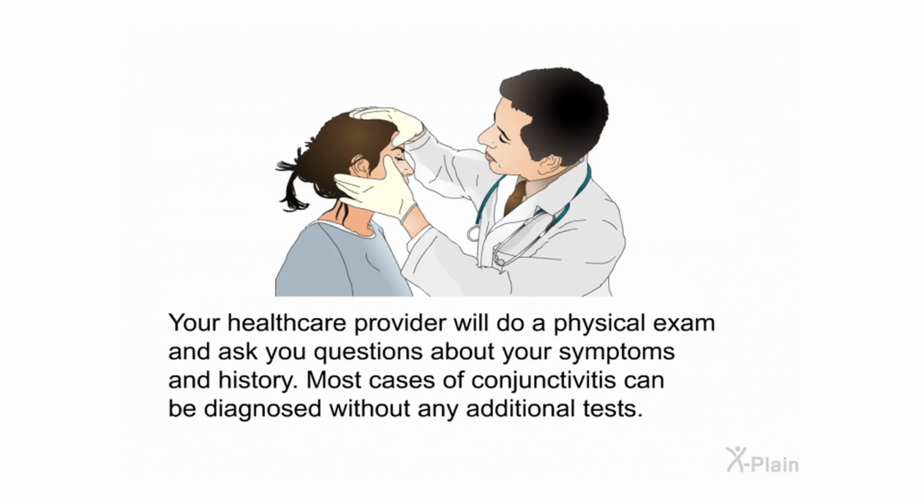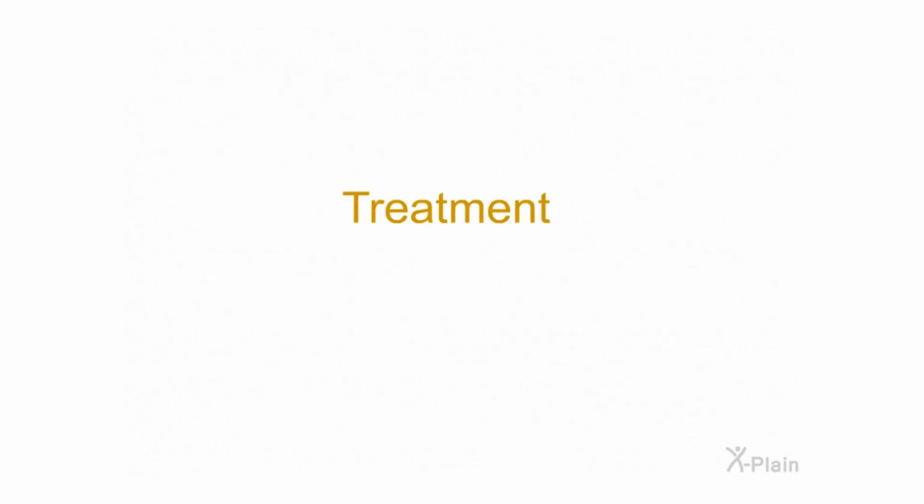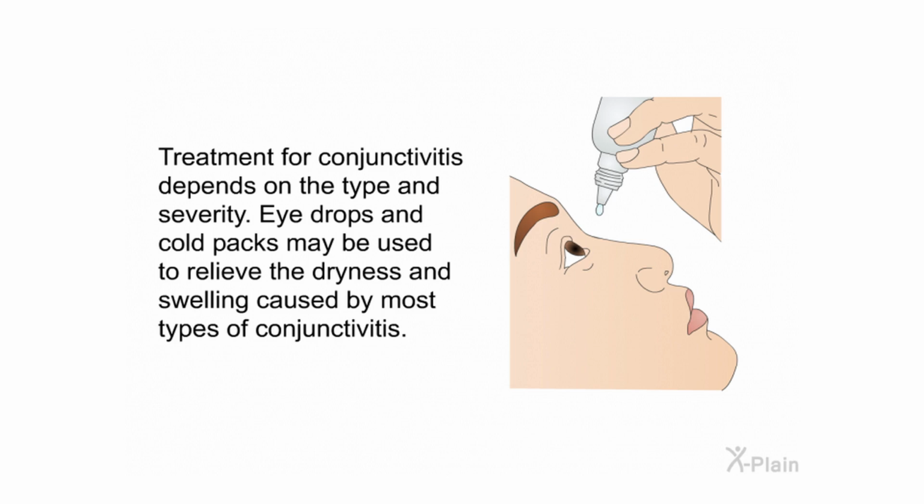Diagnosis. Your healthcare provider will do a physical exam and ask you questions about your symptoms and history. Most cases of conjunctivitis can be diagnosed without any additional tests. Sometimes samples of eye discharge may be tested to find out more information about the type of conjunctivitis. Treatment. Treatment for conjunctivitis depends on the type and severity. Eye drops and cold packs may be used to relieve the dryness and swelling caused by most types of conjunctivitis.